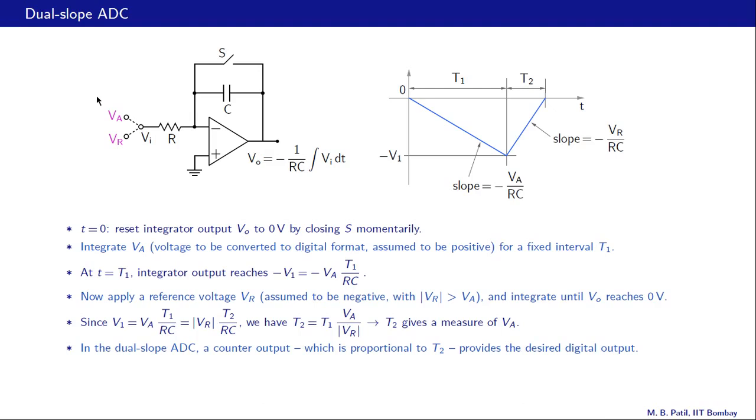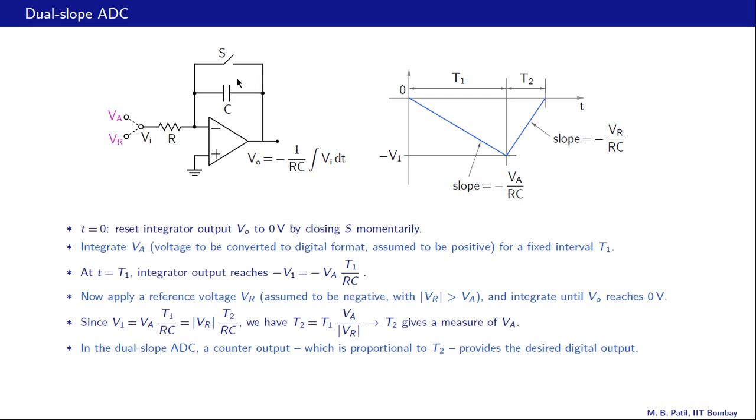There is another useful ADC type, that is the dual slope ADC, and it is often used in handheld multimeters, for example. The basic principle of a dual slope ADC can be illustrated with this circuit, which is an integrator with VO equal to minus 1 over RC integral VI dt, as we have seen earlier. A switch is provided in parallel with the capacitor.